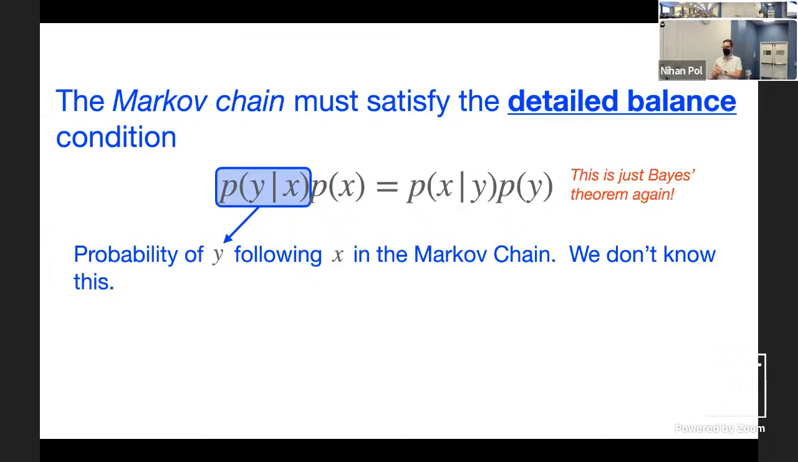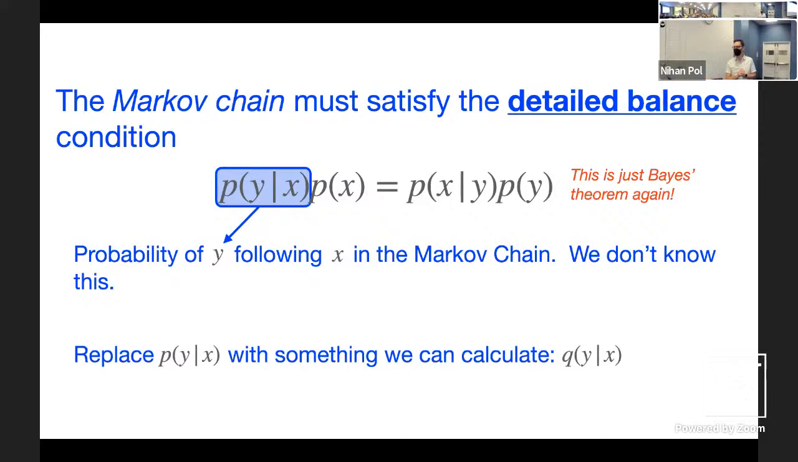So the probability of Y following X in my Markov chain is something that we don't actually know. If we knew that, we wouldn't have to do all of this, right? So we're sort of trying to empirically figure this out. But if we don't know how to evaluate this thing, then it's going to be really hard to satisfy this detailed balance condition. And so instead, what we're going to do is replace this probability of going from X to Y, which we don't know, with some function that we do.